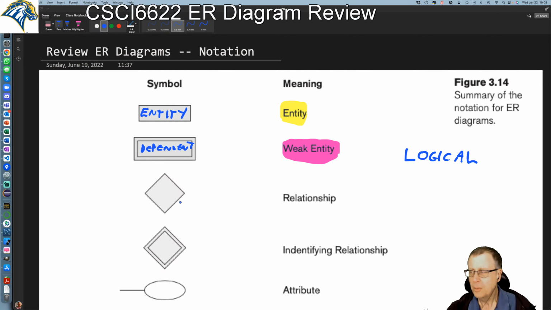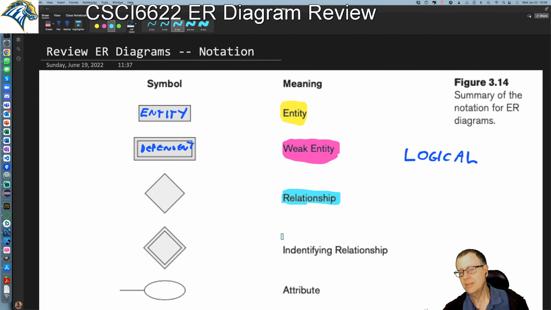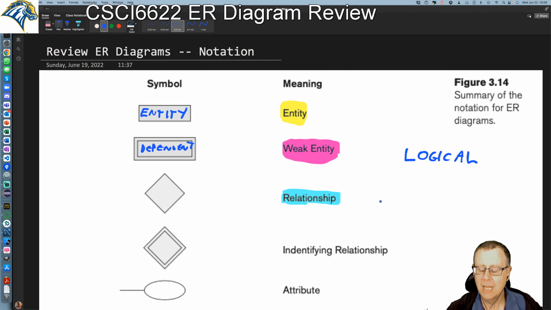Once we've got the entities, then we can connect the entities up with relationships. So here's a relationship, and it's a diamond, and on one side you have one entity usually, on the other side you have another entity. It can be the same entity. The employee table in the company database has a recursive relation, but it's between two, sometimes more, but usually two entities.